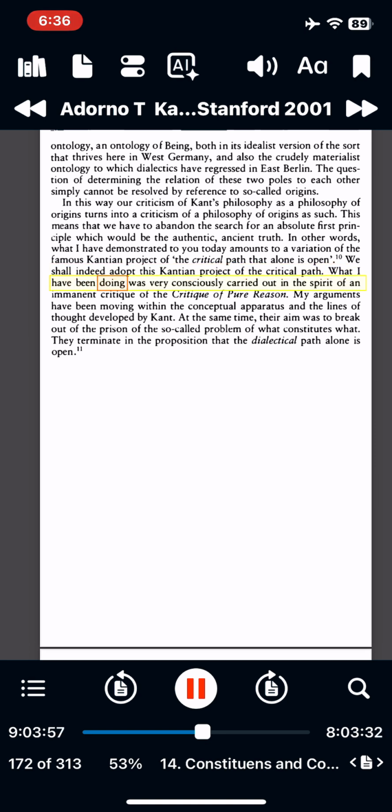What I have been doing was very consciously carried out in the spirit of an immanent critique of pure reason. My arguments have been moving within the conceptual apparatus and the lines of thought developed by Kant. At the same time, their aim was to break out of the prison of the so-called problem of what constitutes what. They terminate in the proposition that the dialectical path alone is open.